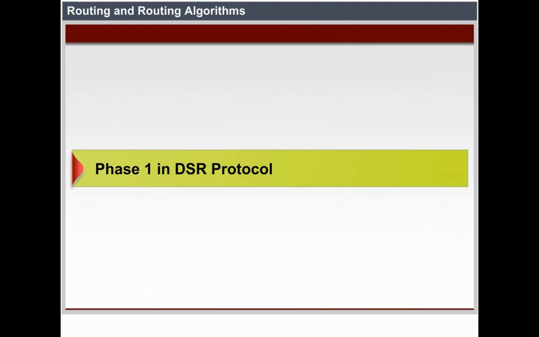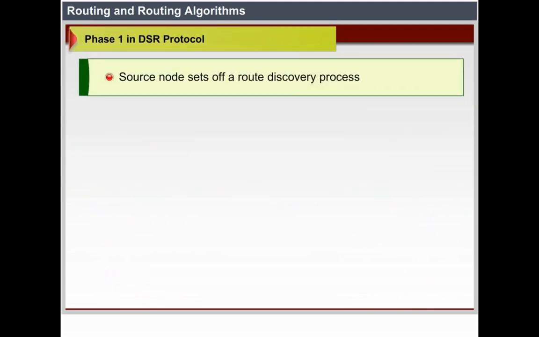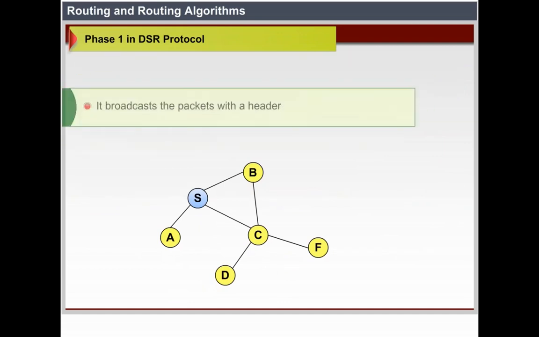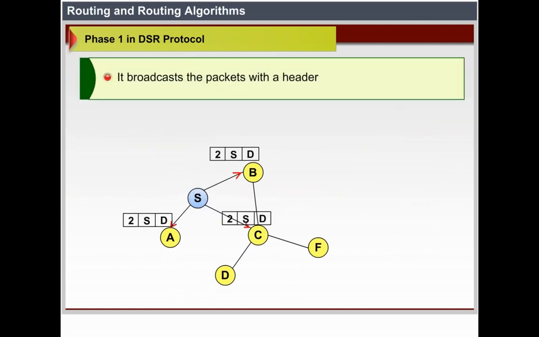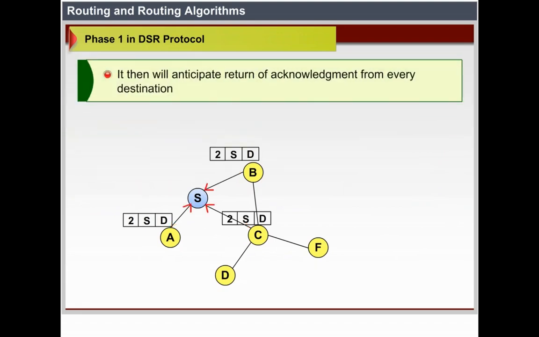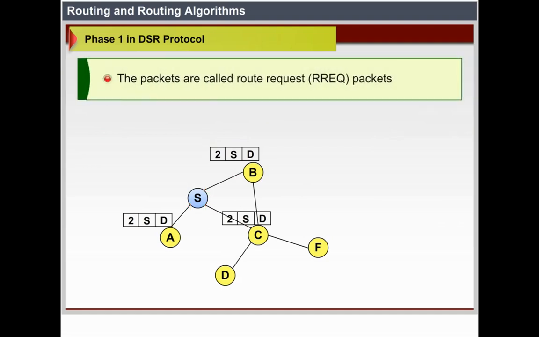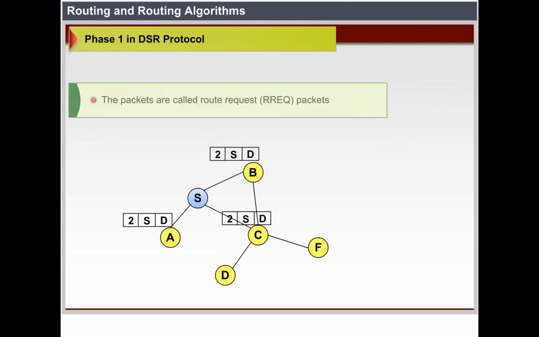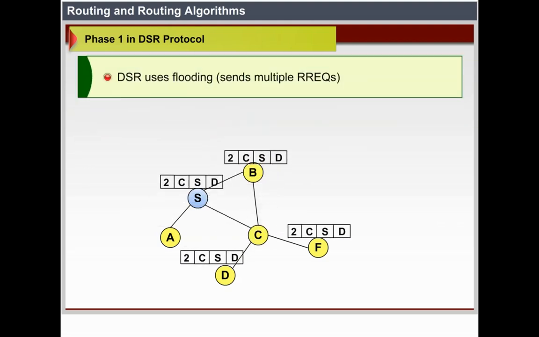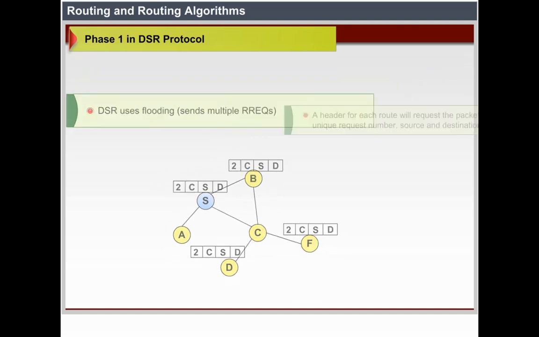Phase 1 in DSR protocol. Source node initiates a route discovery process. It broadcasts the packets, each with a header. It then expects return of acknowledgement from each destination. The packets are called route request (RREQ) packets. DSR uses flooding, sends multiple RREQs.